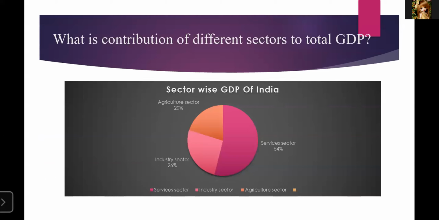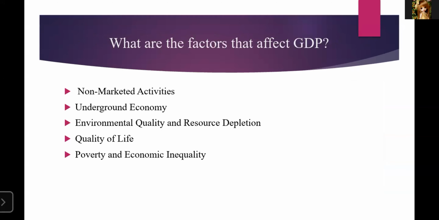Contribution of different sectors to total GDP. Sector-wise GDP of India. The contribution to GDP by the agriculture sector is 20%, industry sector is 26%, service sector is 54%. Some factors affect GDP. The first one, non-marketed activities. All economically important activities are not bought and sold in the market. With a few exceptions such as government services, non-marketed economic activities are omitted from GDP. An example is unpaid housekeeping services.